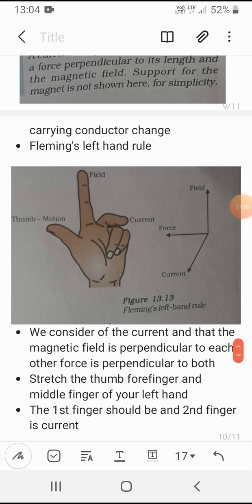Fleming's left hand rule says that the thumb shows the motion, the forefinger shows the magnetic field, and the middle finger shows the current passing through. The magnetic field and current should be perpendicular to each other. We have to keep them like that.